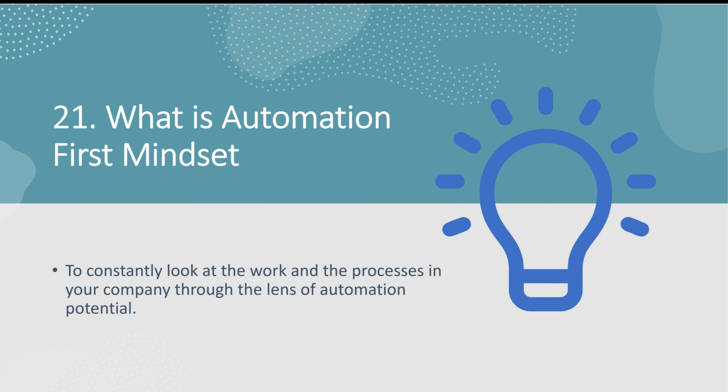To constantly look at the work and the process in your company through the lens of automation potential. So whatever work or processes are going around you in the organization, if you have the automation first mindset, you will start looking with the lens of automation potential. How best we can automate this process instead of going through manual efforts. How best we can do this in a different way. How best we can use RPA tools in automating this particular process. So when you start applying RPA towards the process or the work around you in the organization, that mindset is nothing but automation first mindset, right?